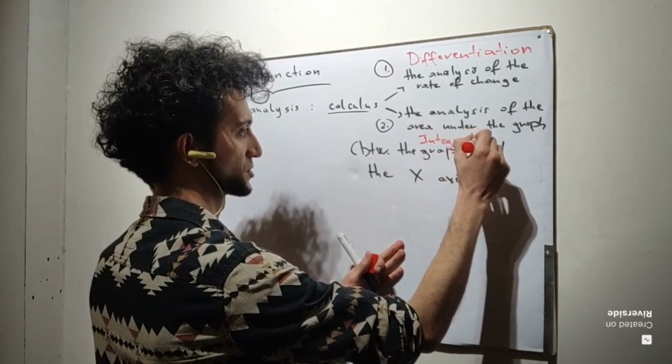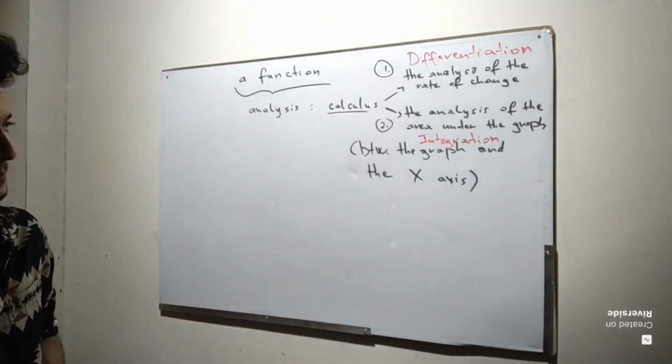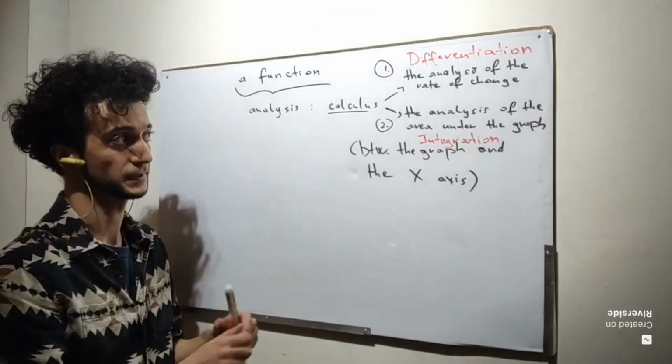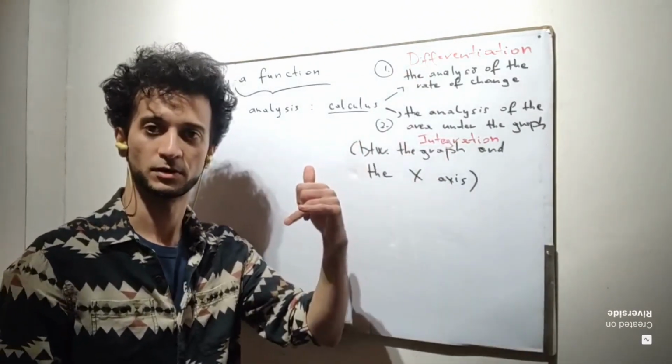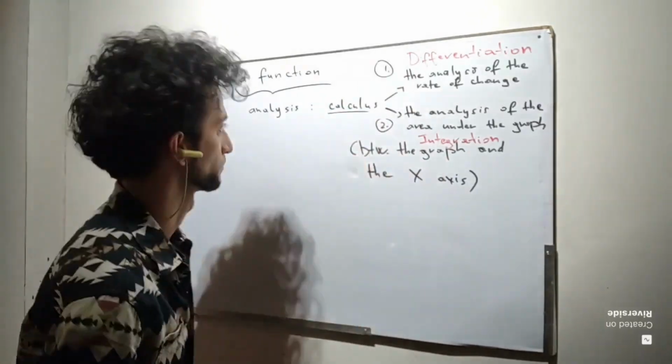And those two processes actually are connected. They connect to each other through what we call the fundamental theorem of calculus, which tells you that if you do these two guys one after another, you go back to the origin. They cancel each other out. They're like inverse functions of each other.